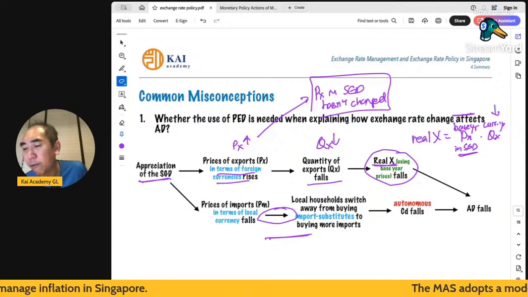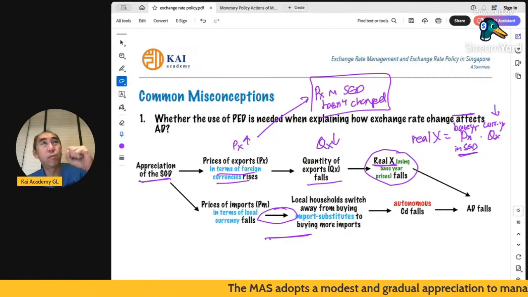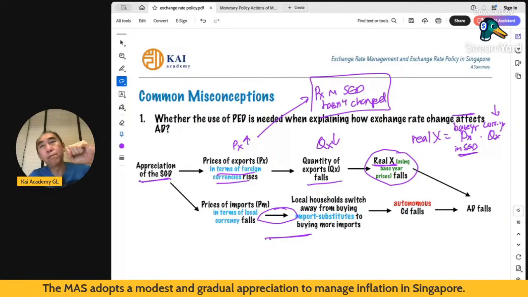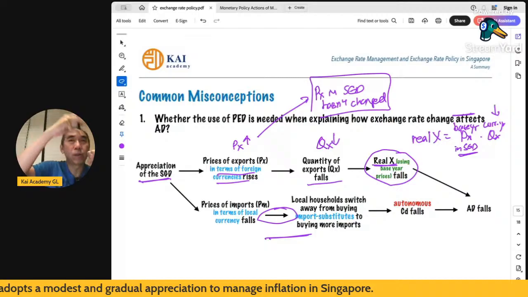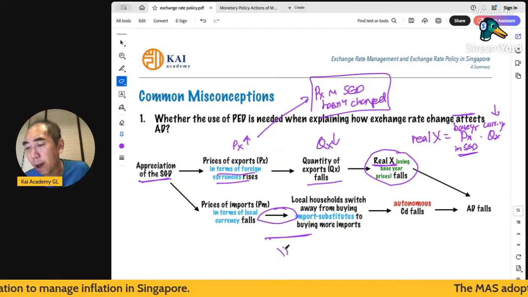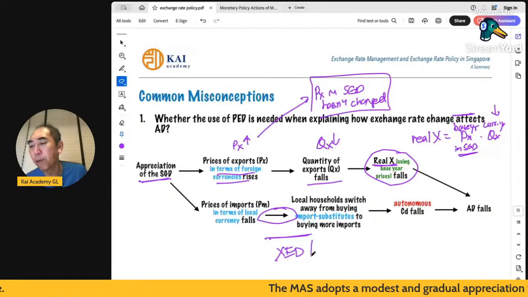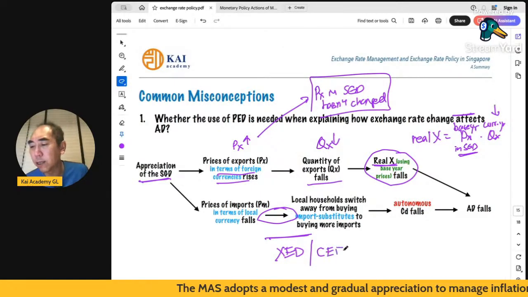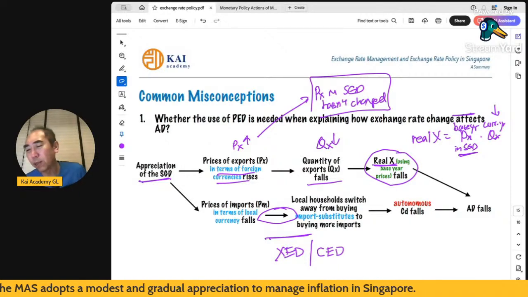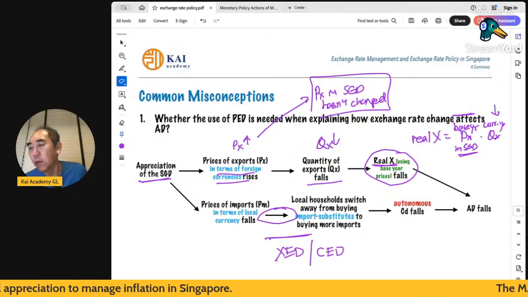When you talk about this arrow, when the price of imports becomes cheaper in Sing dollars when we appreciate the Sing dollar, local households are going to switch from locally produced goods to buying these imported goods. They are substitutes. So the extent to which this effect happens will depend on what we call the XED, or cross elasticity of demand, or in some of your schools they call it the CED, which is a symbol for cross elasticity of demand. So don't get too worried if your school calls it CED or XED. It's the same concept, right?